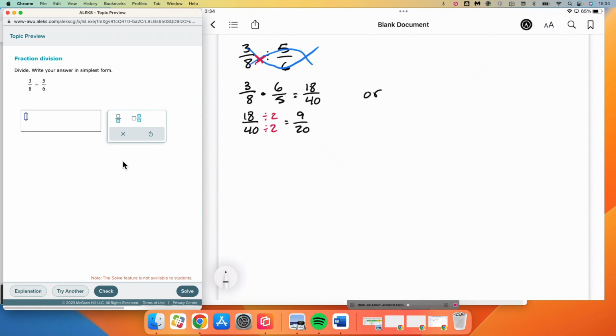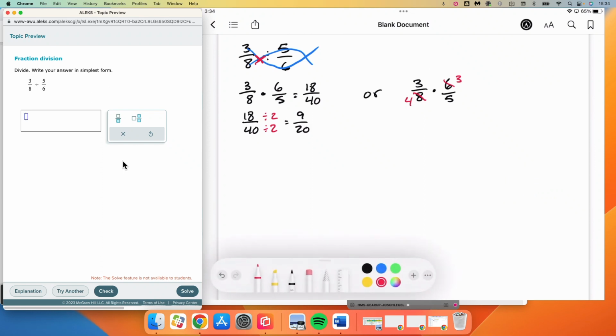And as we've done in the past, if you want to cross cancel once you get to multiplication, you would notice that 8 and 6 are both divisible by 2. That would become a 3. That would become a 4. And you would end up with 9/20.